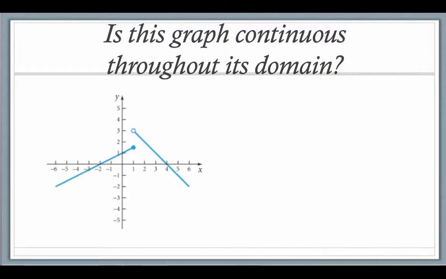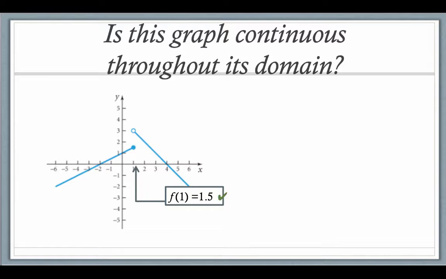In this next example, we see that we have a piecewise defined function. So again, we're going to look at, is the graph continuous throughout its domain? Well, the first criteria is met. There is a function value where that split is in the function. So f of 1 is about 1.5 looking at the graph, so that criteria is met.